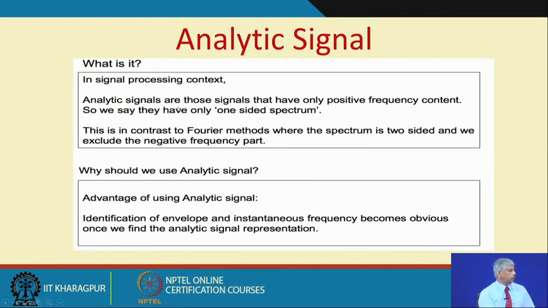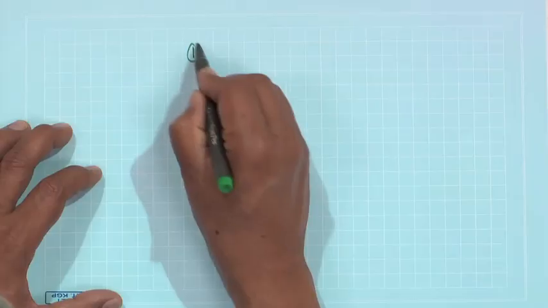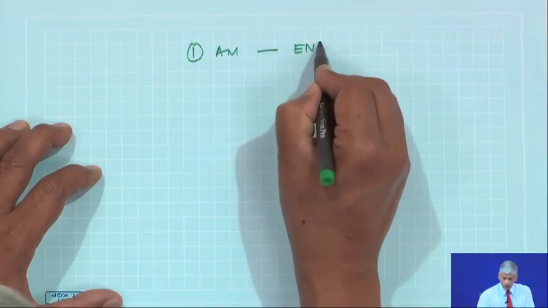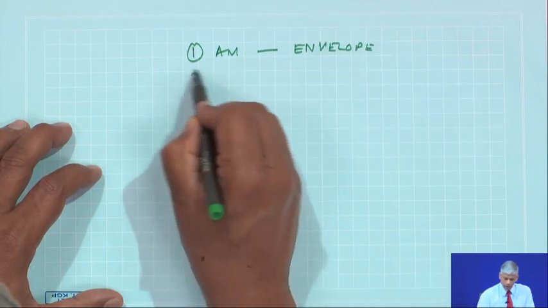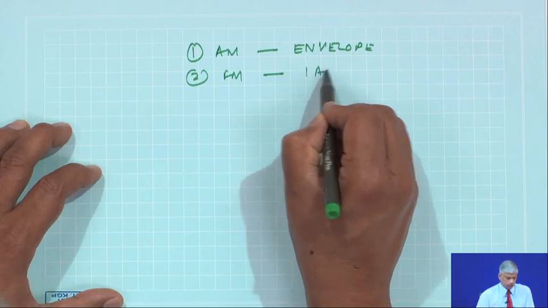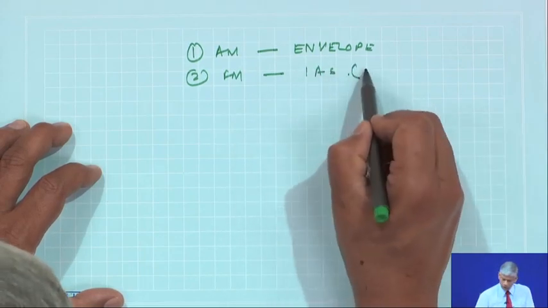So, what is this analytic signal? Analytic signals are those signals that have only positive frequency content. So, we have a one-sided spectrum. This is in contrast to the Fourier methods where we actually had the negative frequency part, but for CBM I did not discuss the negative frequency part. But the advantage of using the analytic signal is that the identification of the envelope and instantaneous frequency becomes obvious once you find the analytic signal representation, because I require the envelope for my AM signal and for my FM signal, I require what is known as the instantaneous frequency.